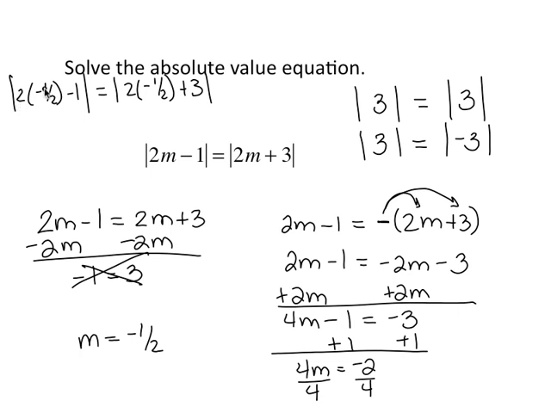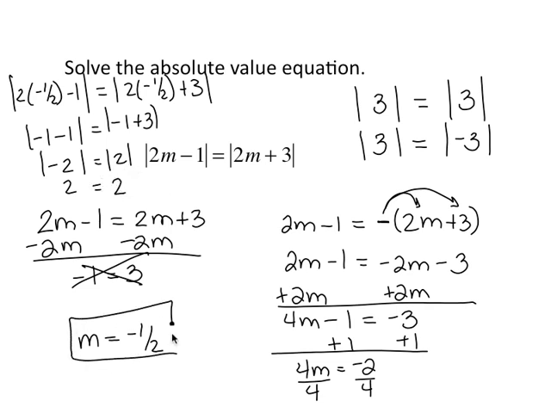So 2 times negative 1/2 is negative 1. That gives me negative 1 minus 1. And then if we add those, we get negative 2, and the absolute value of negative 2 is equal to 2. On this side, we get negative 1 plus 3, which is equal to the absolute value of 2, and the absolute value of 2 is equal to 2. So we can see how m is equal to negative 1/2 would be the solution to this absolute value equation.